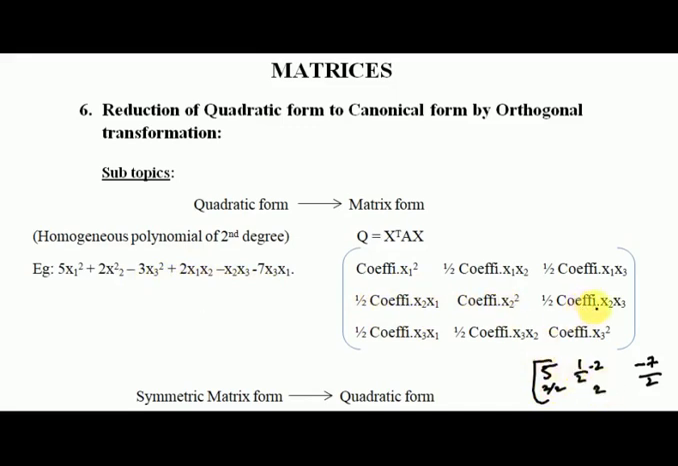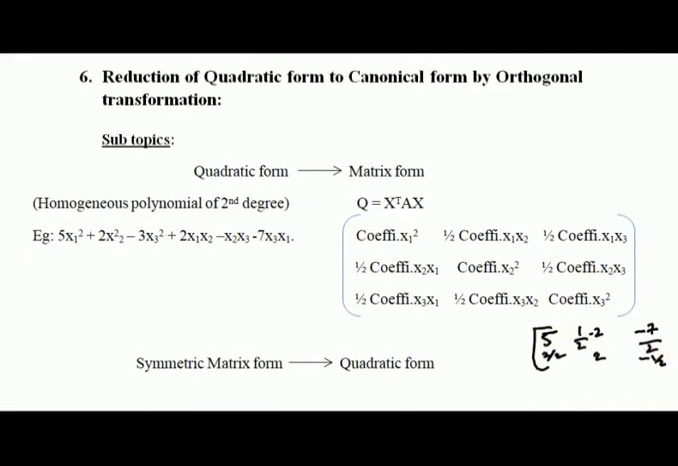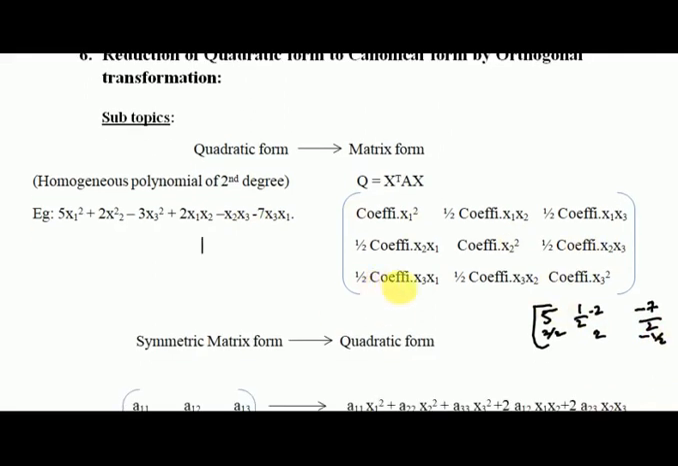Half of the coefficient of x2 x3, that is minus 1 by 2. And half of the coefficient of x3 x1, that is minus 7 by 2. Half of the coefficient of x3 x2, that is minus 1 by 2. Coefficient of x3 square is minus 3. So this is the matrix form for the given quadratic form.